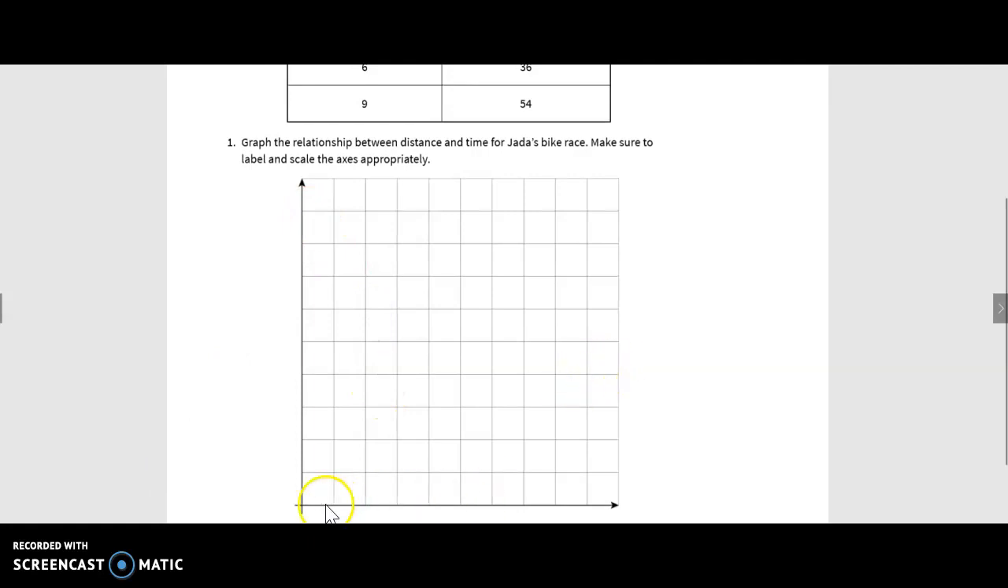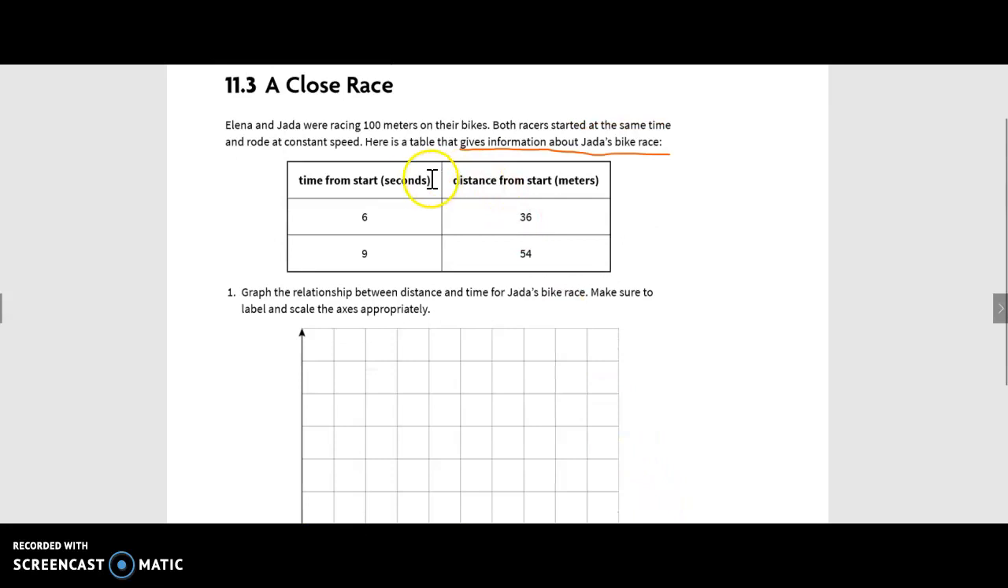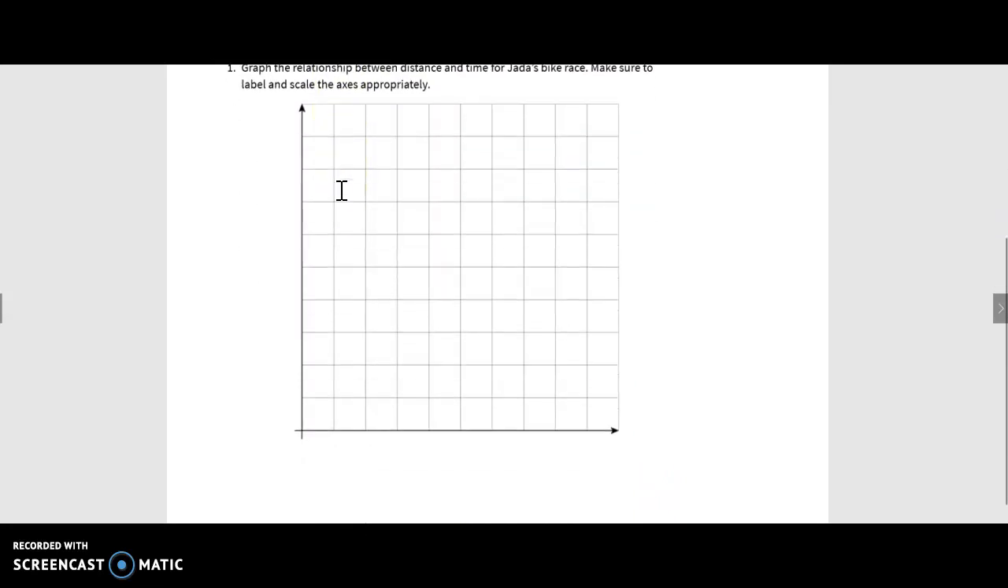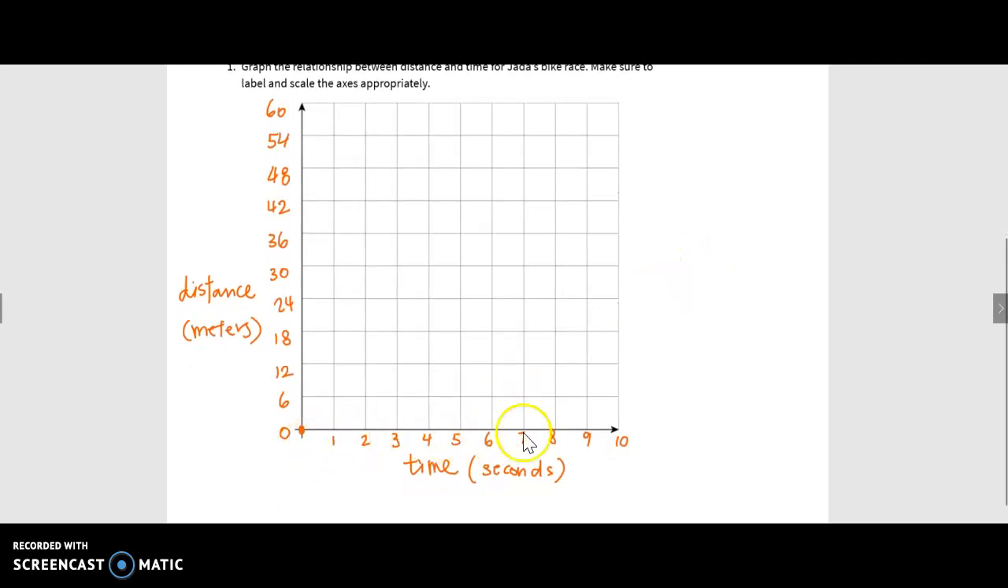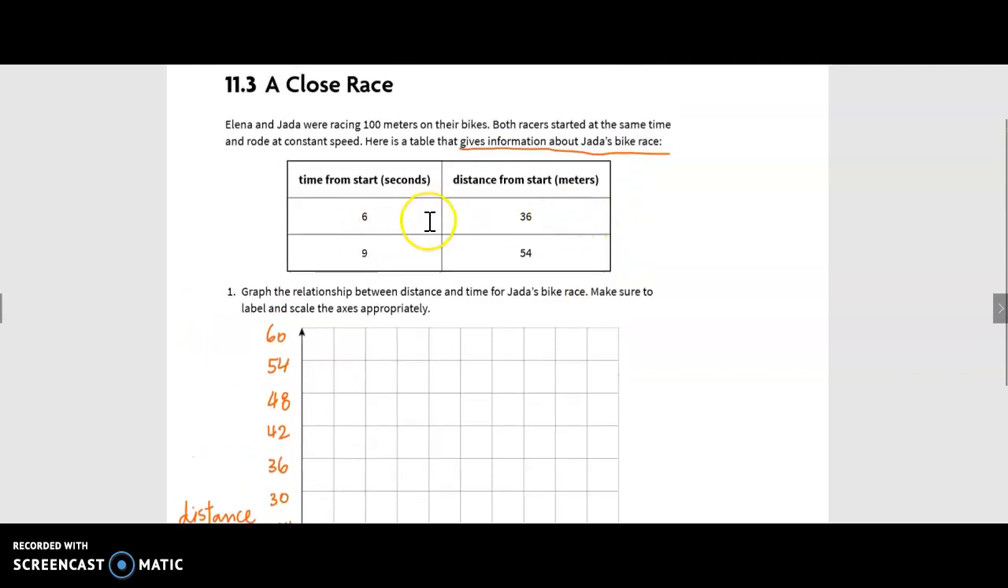All right, so for math, your x-axis is always your independent variable. So comparing time and distance, time is always your independent. So I'm going to go ahead and write time on the bottom. Okay, I have my graph right here. My x-axis is the time in seconds. Each box represents 1 second. My y-axis is my distance in meters. I'm going up by 6 right here: 6, 12, 18, 24.